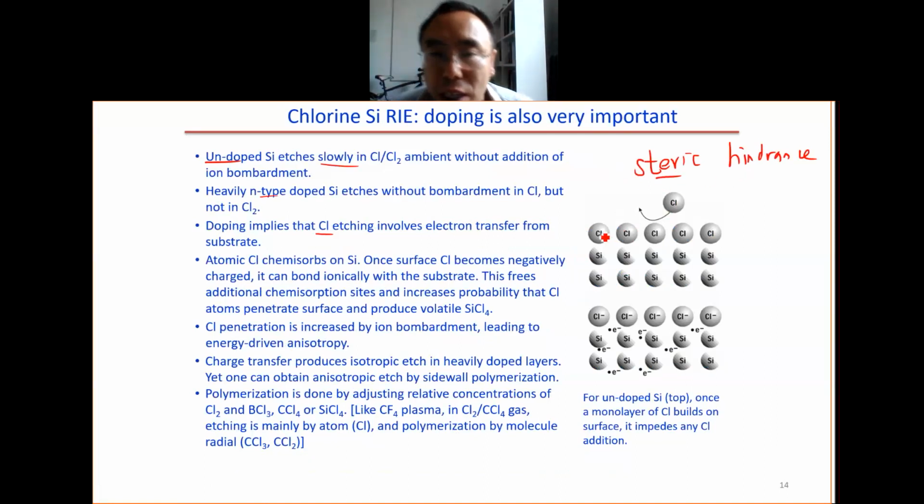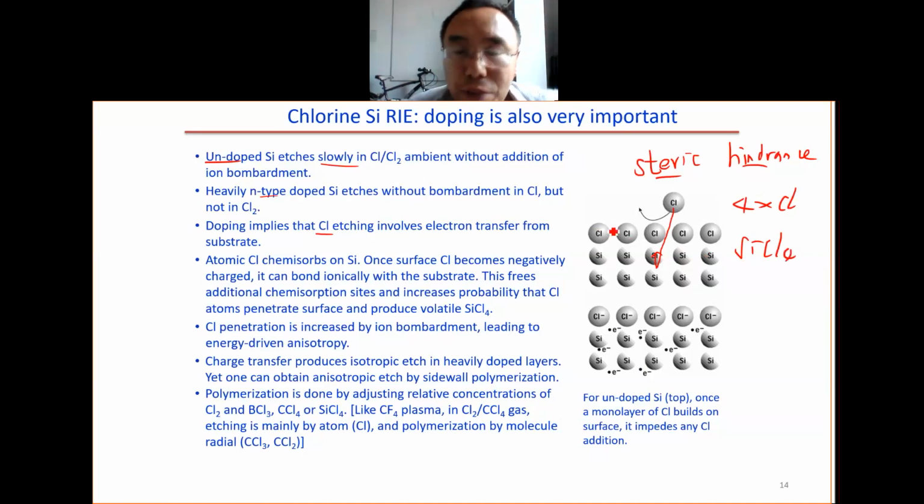So we have the chlorine here. But when the surface is covered by chlorine, it's difficult for other chlorine to come here to etch the silicon. We know that to etch the silicon, we need 4 chlorines to form silicon tetrachloride. So we have this configuration, and the chlorine is difficult to come below.